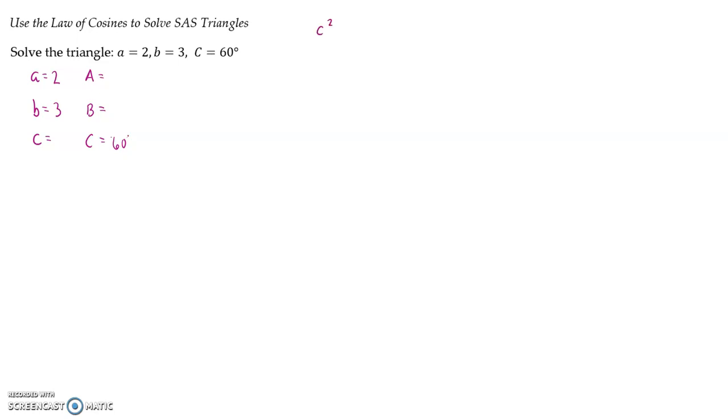We have c squared equals a squared plus b squared minus 2ab cosine of c. And let's go ahead and plug in the pieces that we know. Our a value is 2. Our b value is 3. And our angle measure for c is 60 degrees.